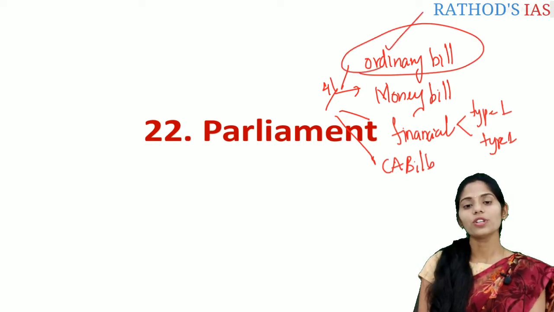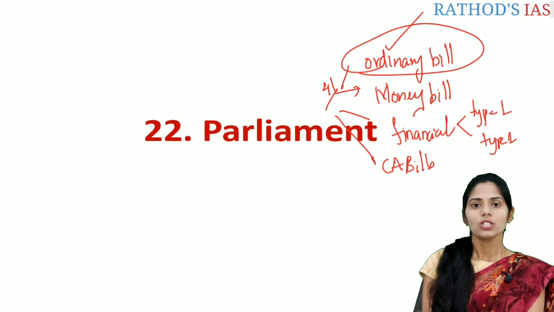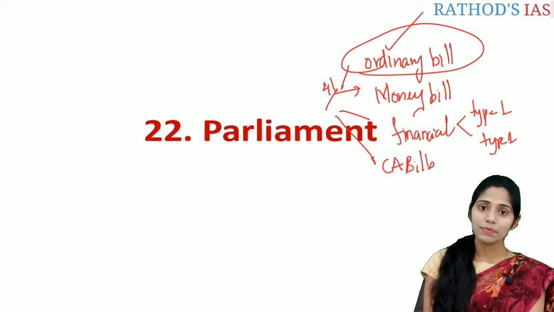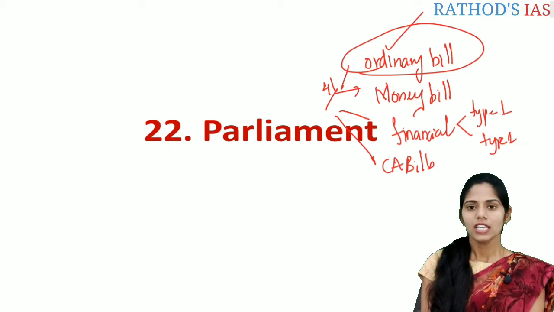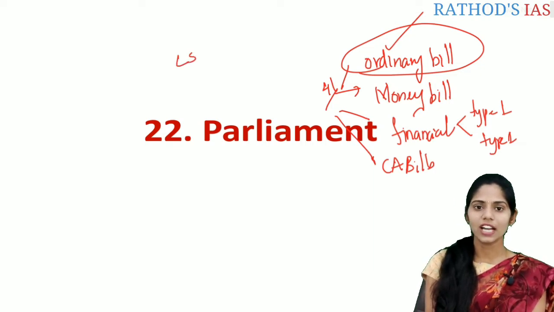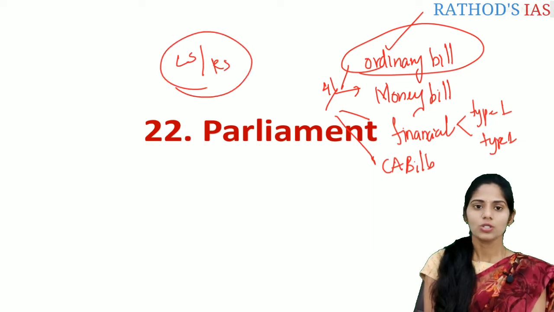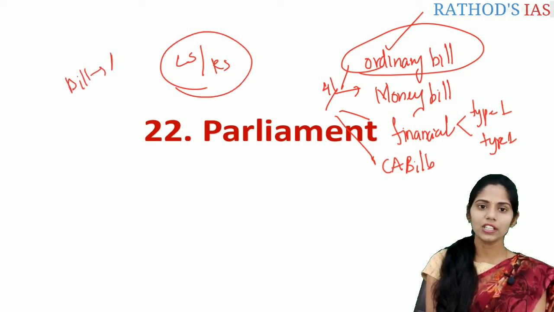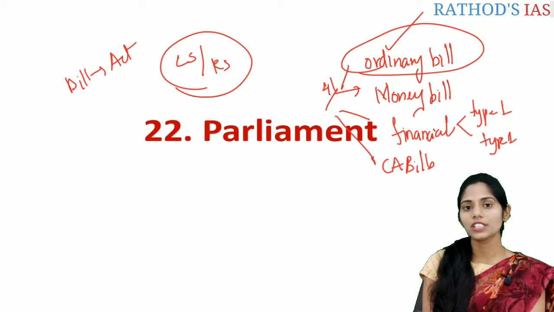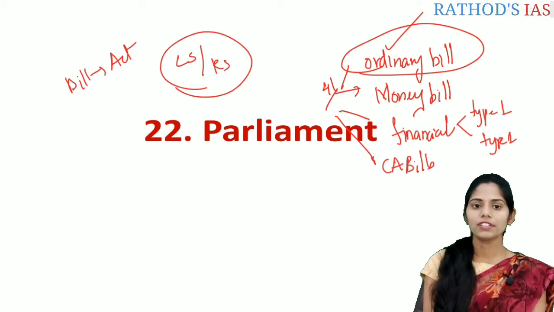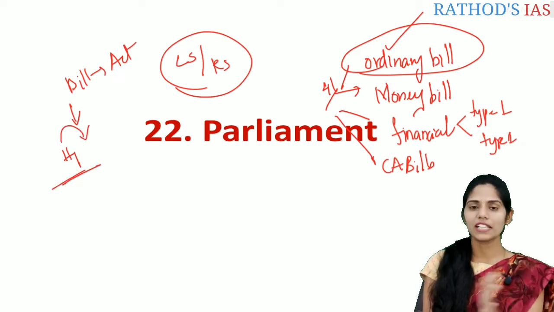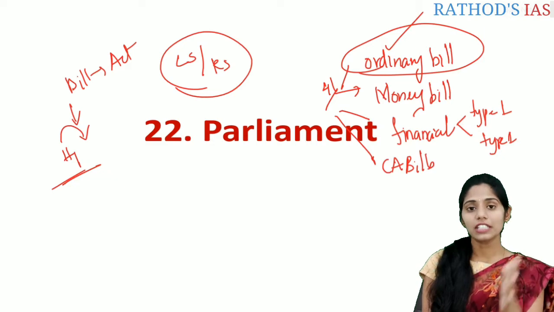So what are we going to see in this ordinary bill? If you see the most common types of the bills that are introduced in the parliament, they are these ordinary bills. They can be introduced in either house, that is either in the Lok Sabha or in the Rajya Sabha. When the bill is to become an act, what is the procedure to be followed? The bill first will be introduced in house 1 and later, in this house 1, it should pass the 3 readings. That is the 3 stages.